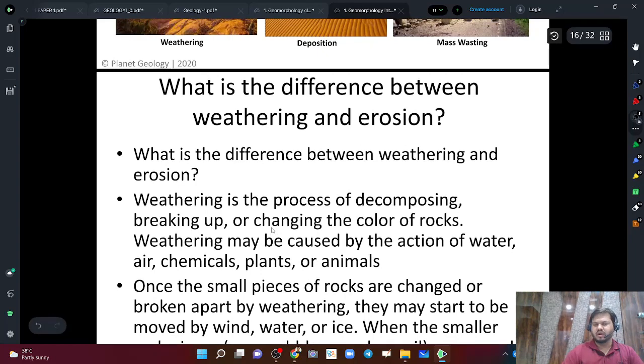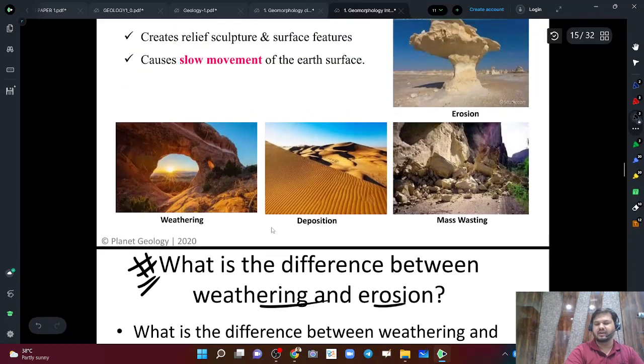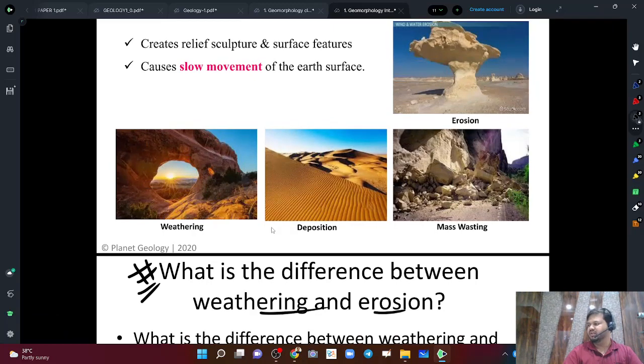Now again, I think I have covered this one. This is also another question which is commonly asked in interviews. So what is the difference between erosion and weathering? We have covered it already. Can anybody tell me the difference between erosion and weathering? I have explained it already. Anybody? Marine, Kaushal, Vivek?